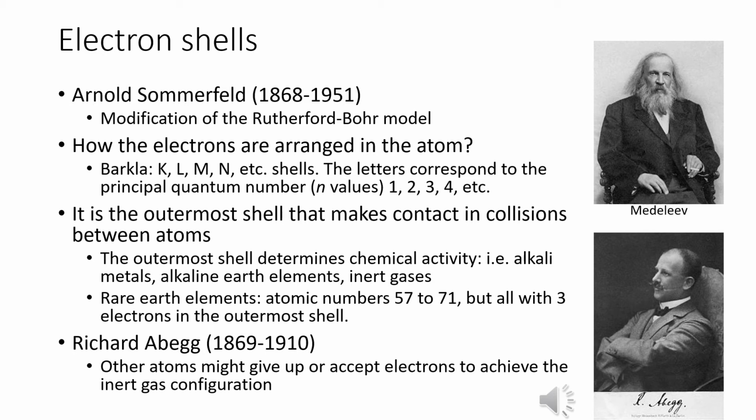And this is most interesting in rare earth elements, because their atomic numbers can vary significantly, for example, from 57 to 71, but all of them share some chemical activity which is common between them, and this is because all of them share the property of having 3 electrons in the outermost shell.